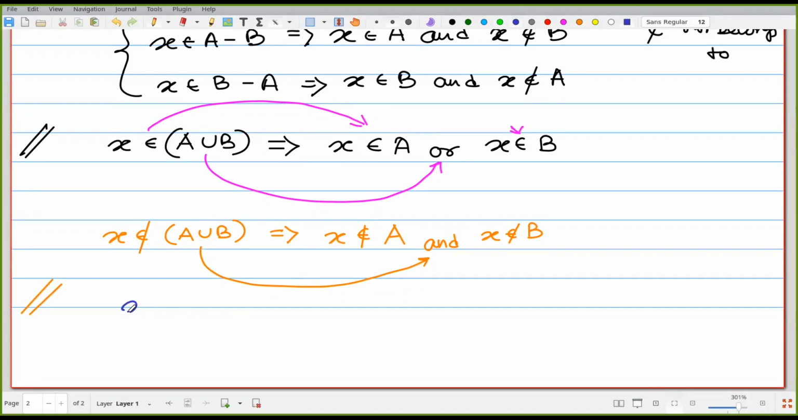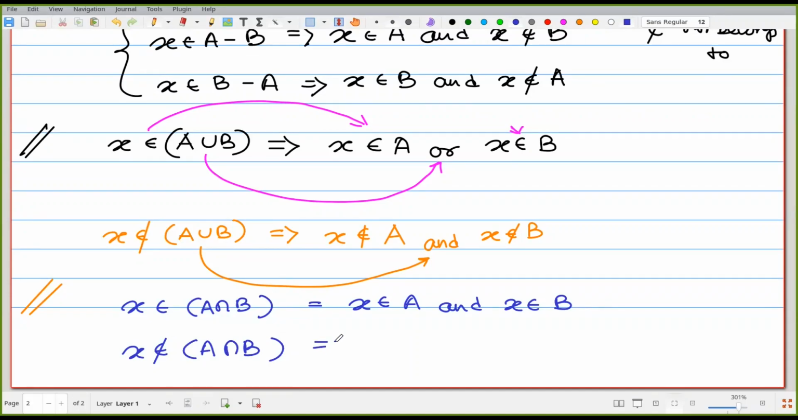suppose we have X belongs to A intersection B. So that means X belongs to A and X belongs to B. If we have X not belongs to A intersection B, that is just opposite. X not belongs to A, in the case of and, that is intersection, belongs to; not belongs to, or, not belongs to B. Always remember that one.